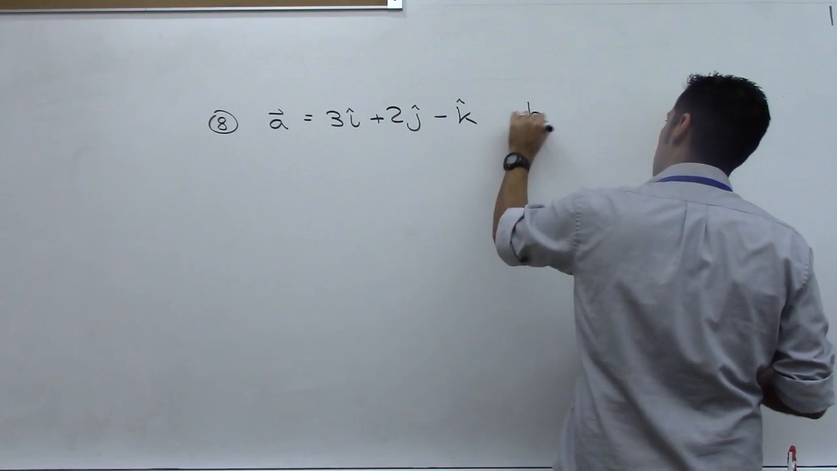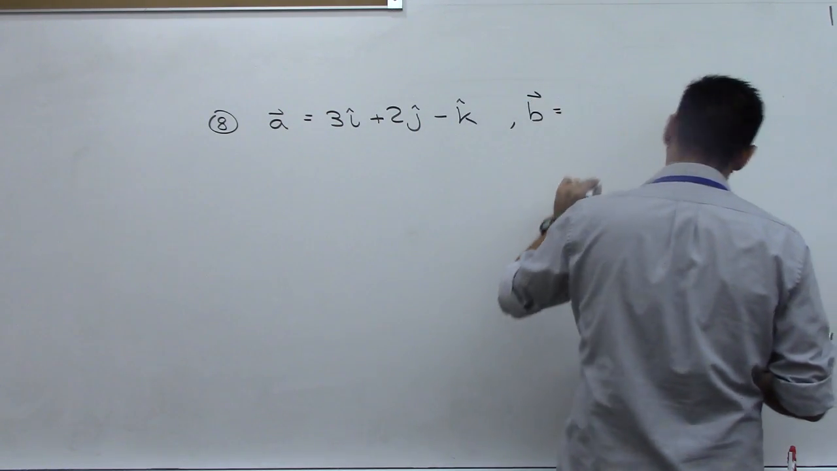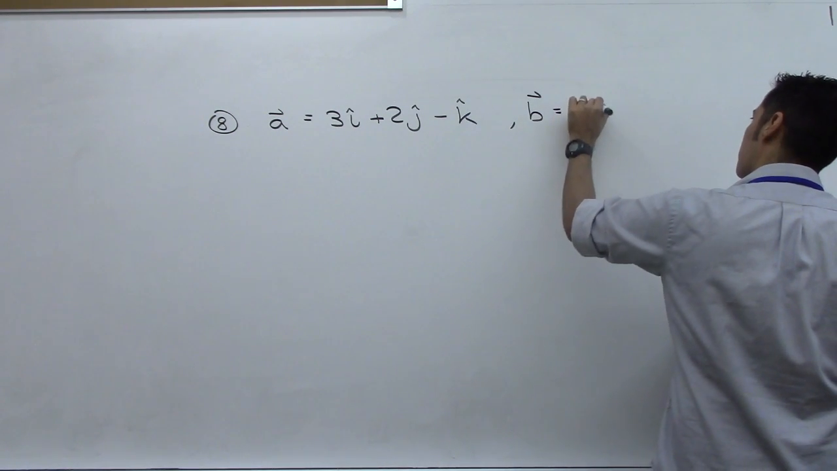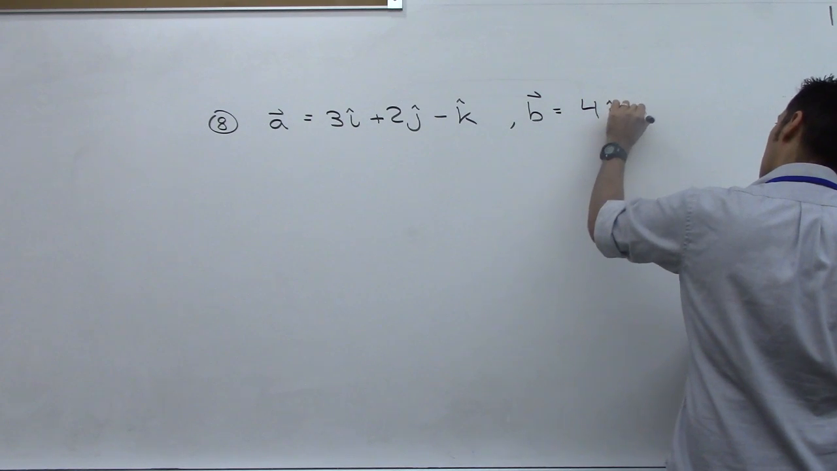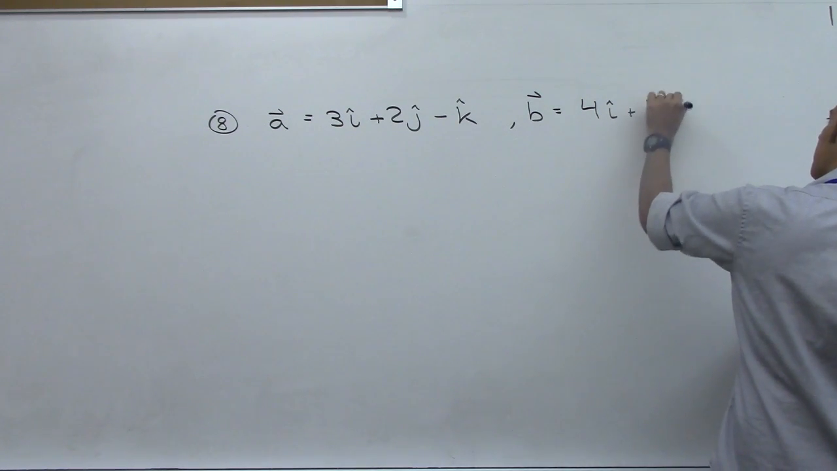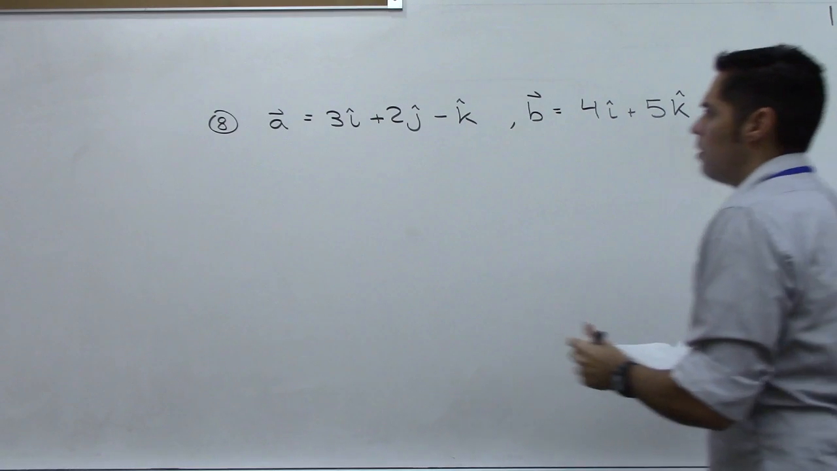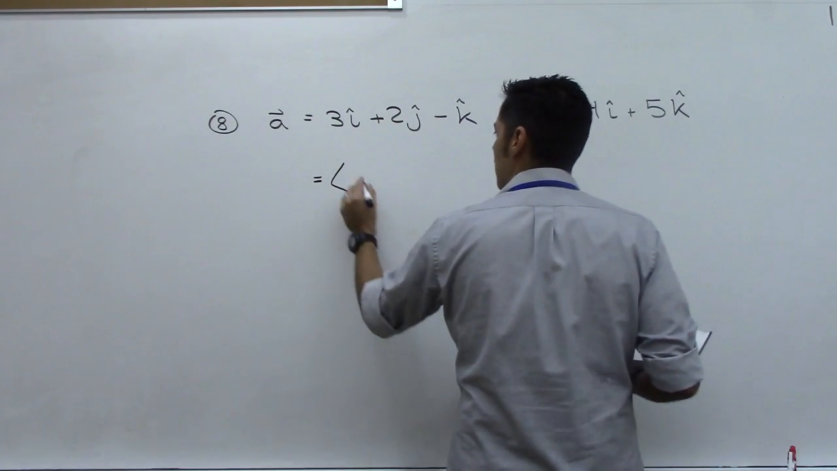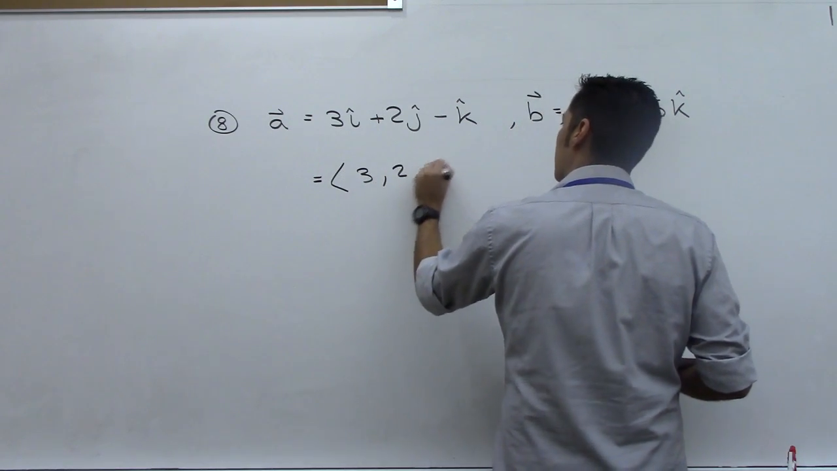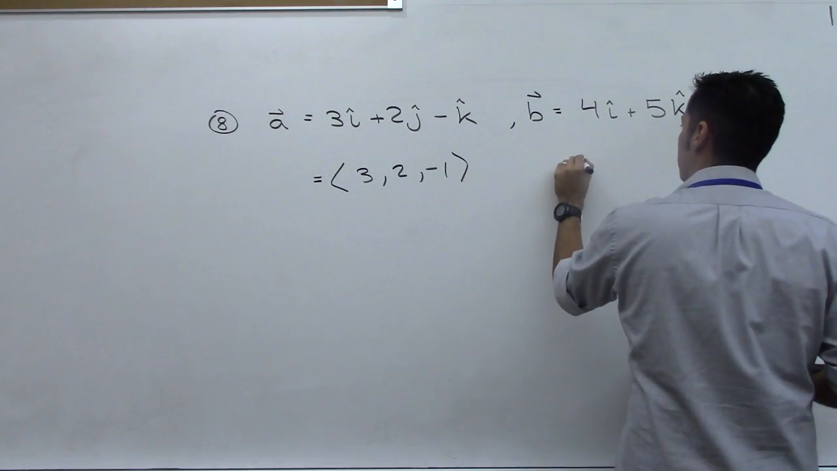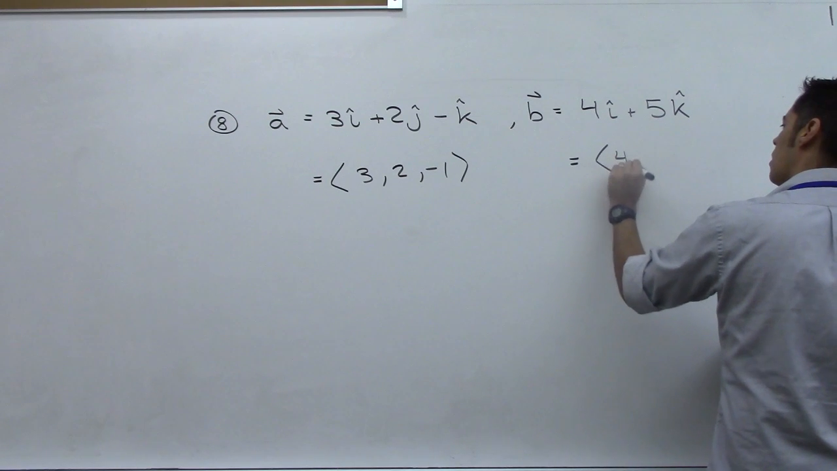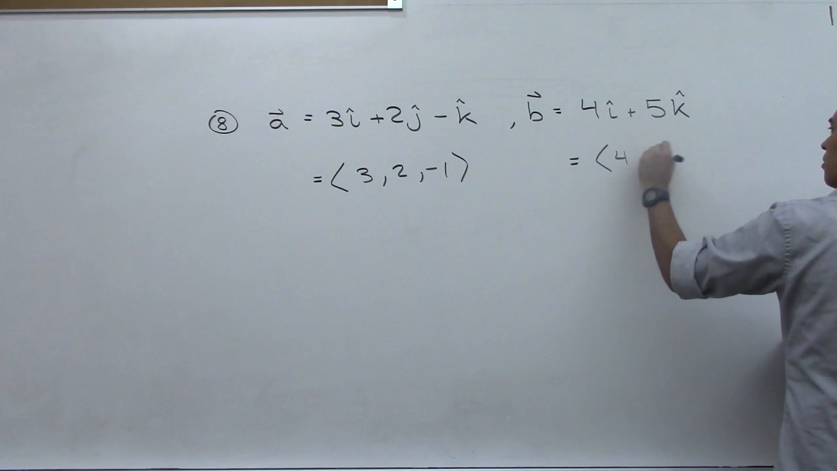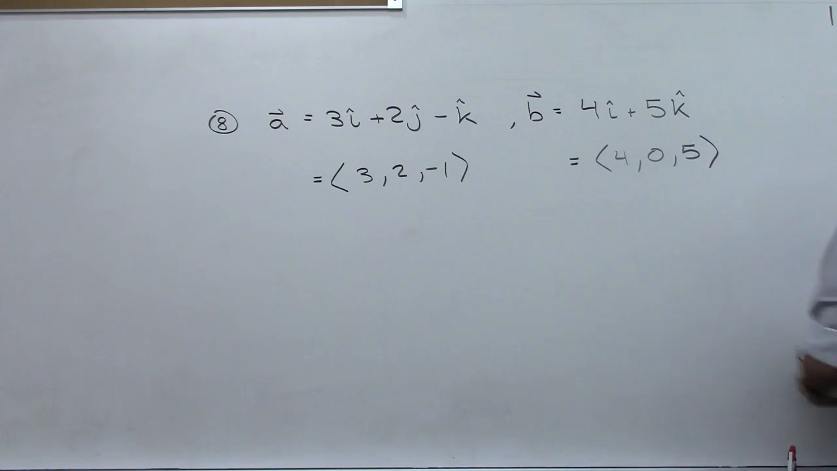And they give you the vector B is equal to 4I plus 5K. So convert A over first. This is the vector, we just look at the numbers in front of I, J, K, so 3, 2, -1. And B, this vector is the vector 4. And since there's nothing in front of the J, there is no J, there's a 0 there, and then 5.